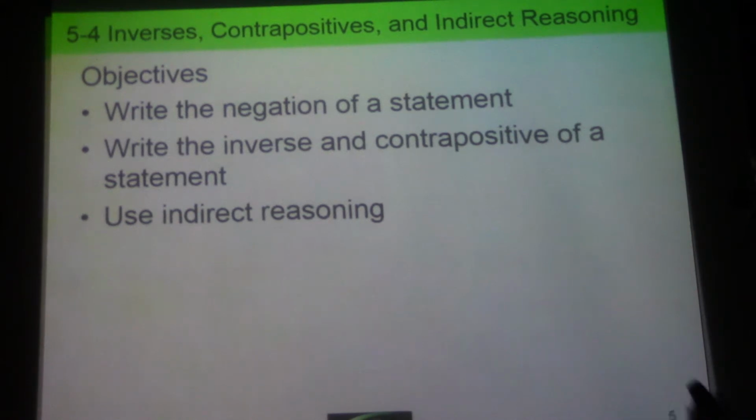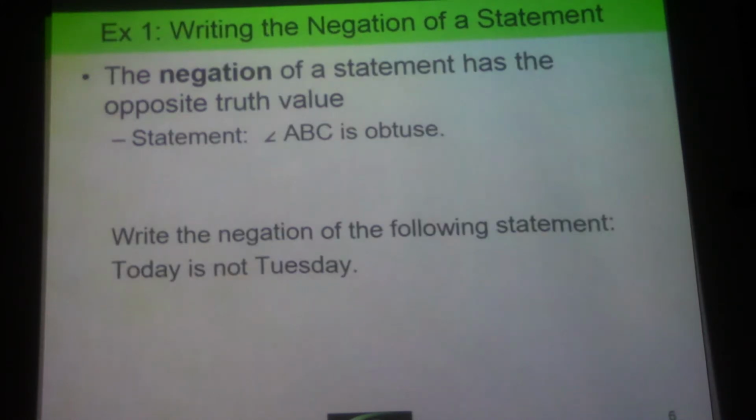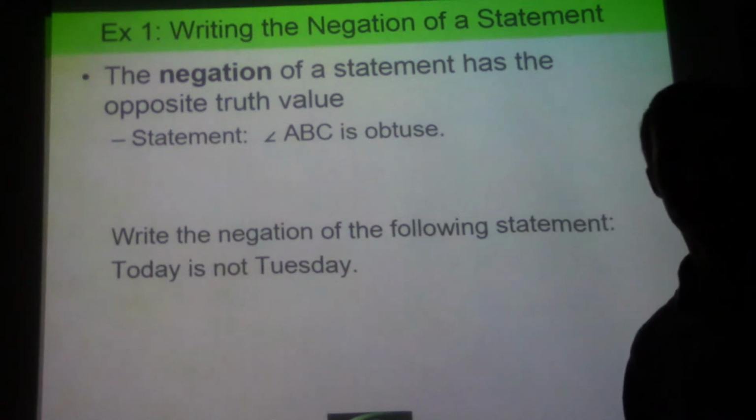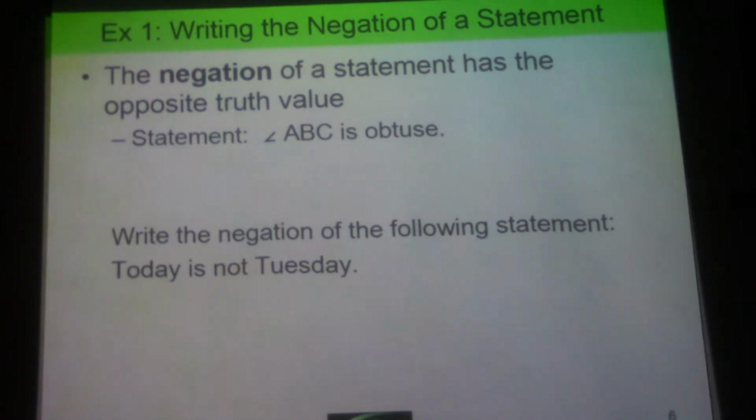So we want to write the negation, we want to write the inverse and contrapositive, and then we're going to look at indirect reasoning. So we'll start with negation. Negation simply means to say the opposite. So if ABC is an obtuse angle, the opposite of saying it is obtuse is saying it's not obtuse. Angle ABC is not obtuse.